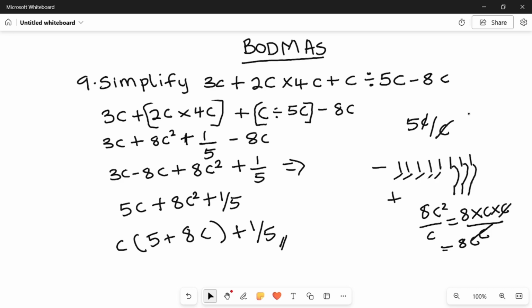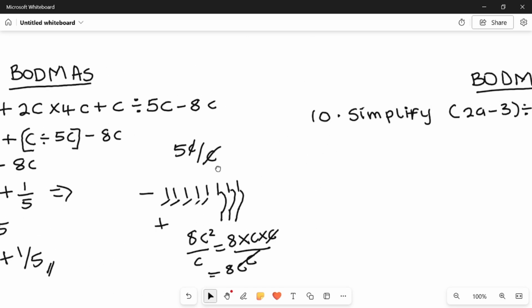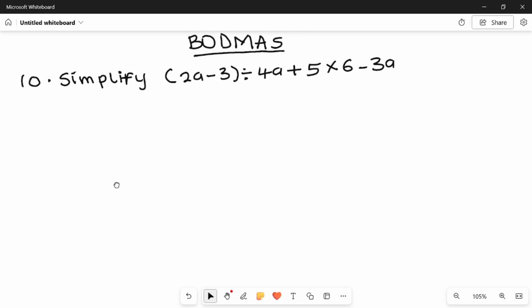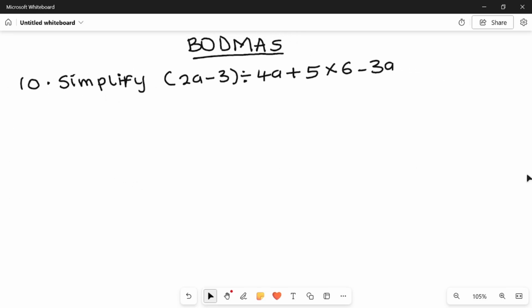So we'll go to the next question. That's example 10. We'll apply the knowledge of BODMAS to solve this. Question says simplify 2a minus 3 divided by 4a plus 5 times 6 minus 3a, right? From our BODMAS, we know that we'll start with what is in the bracket first, that's this one. Then after that, we'll move towards division, then multiplication.